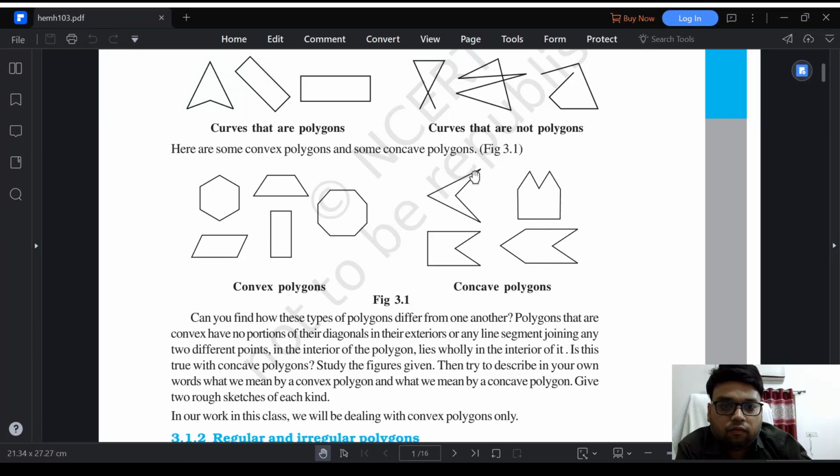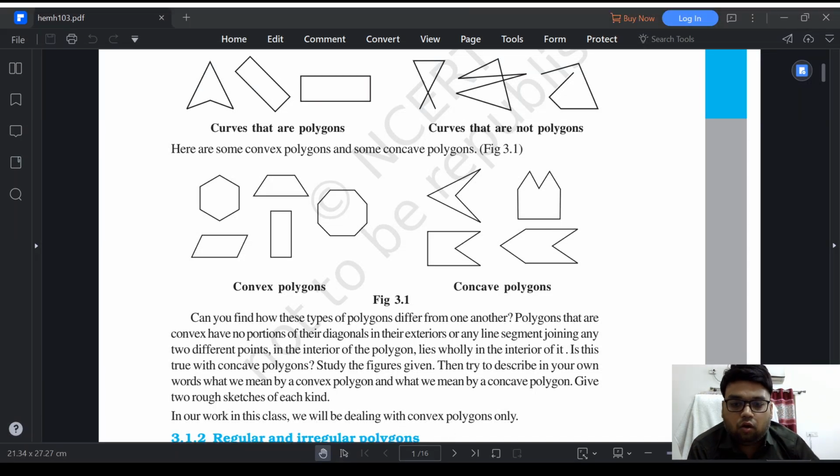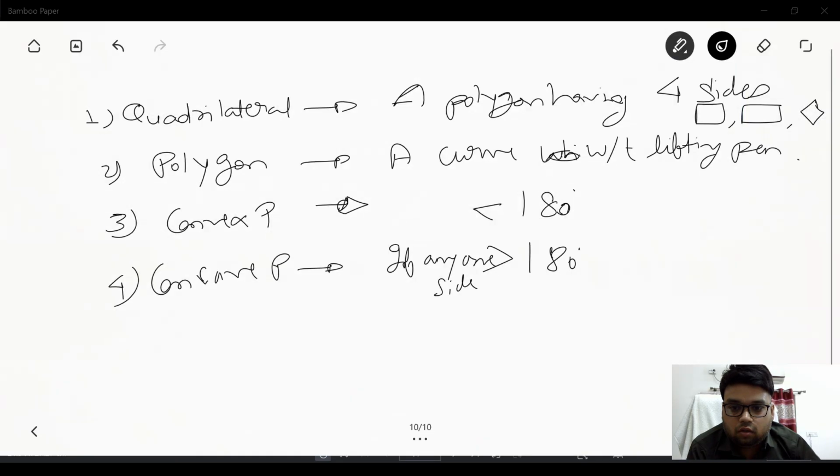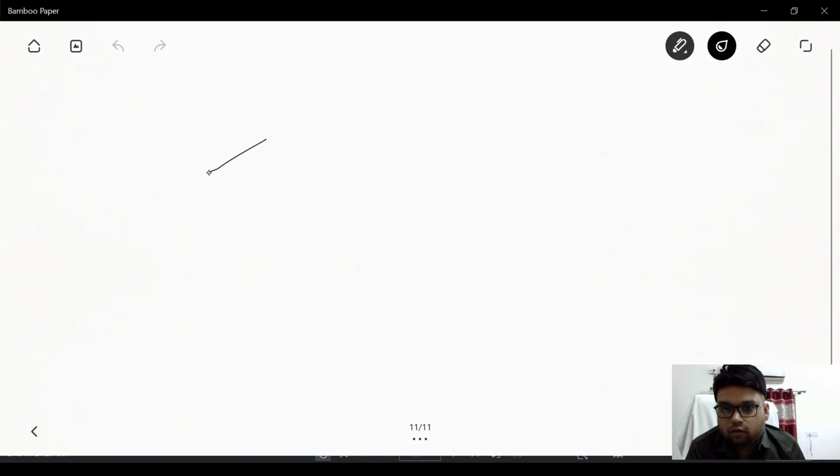Here, we can observe this figure on the blank sheet. For more clarification, look at the figure. This figure is given in your book, and this is the example of a concave polygon. How will this be the example of a concave polygon?